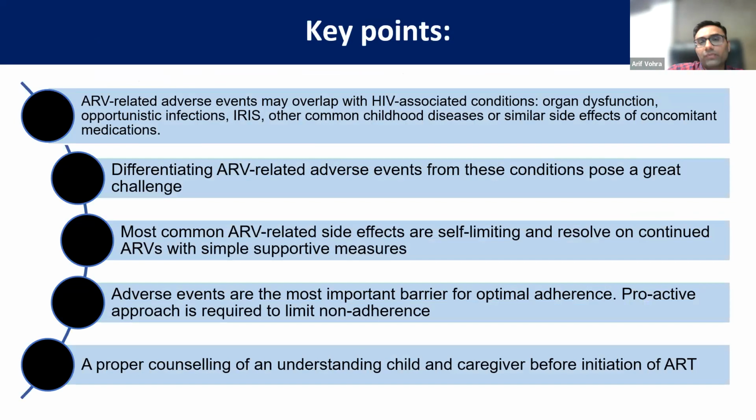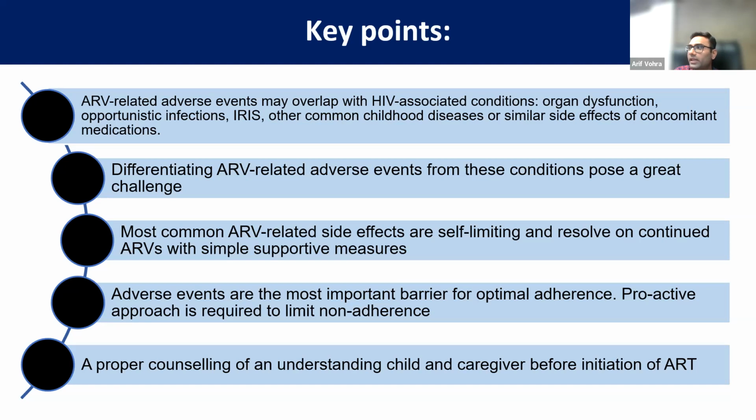Now, what are the key points that we discussed in this lecture? ARV related adverse events may overlap with HIV associated conditions like organ dysfunction. They may mimic opportunistic infection, IRIS, or other common childhood disease. We need to differentiate ARV related adverse events from other conditions, which might be easily treated but do not require a drug change.